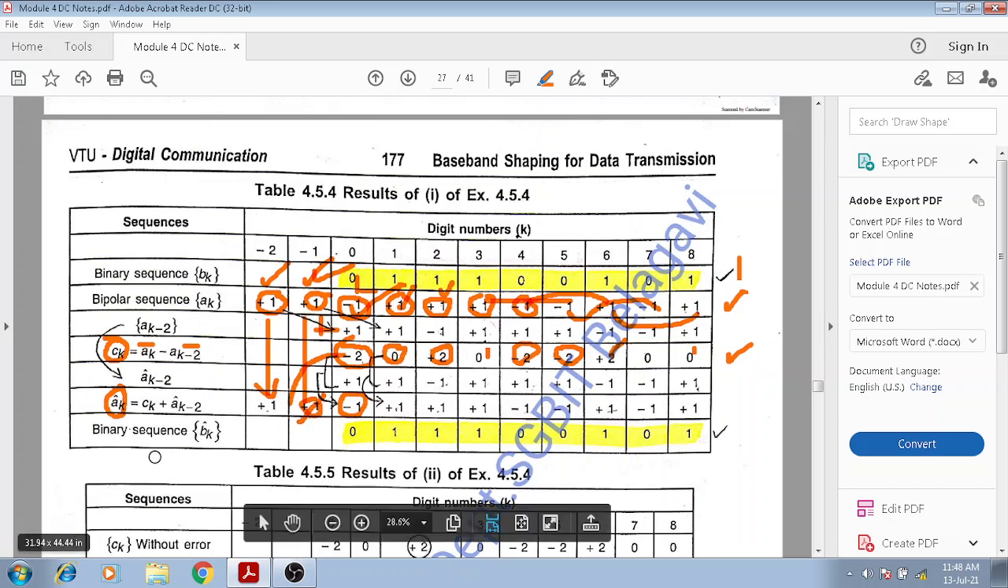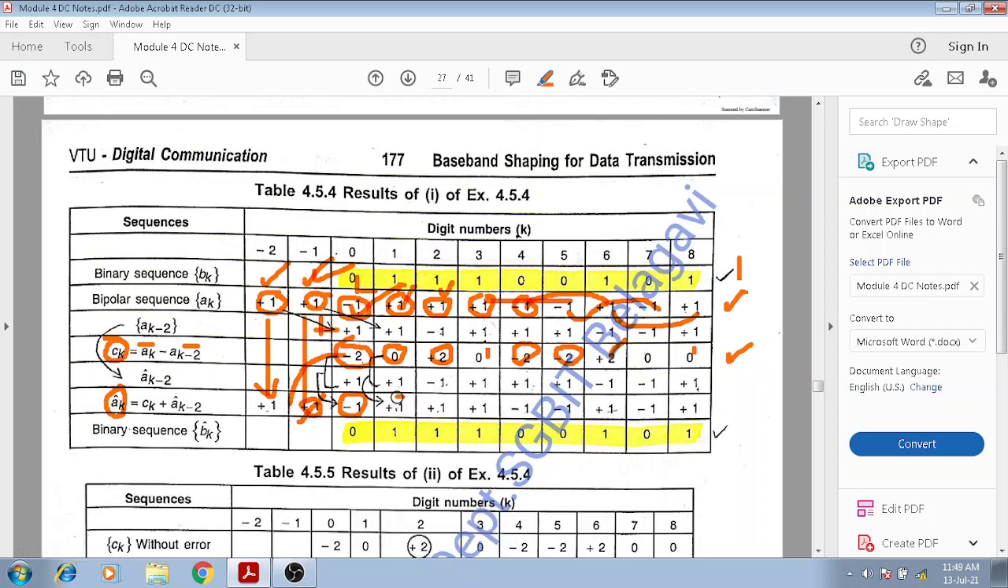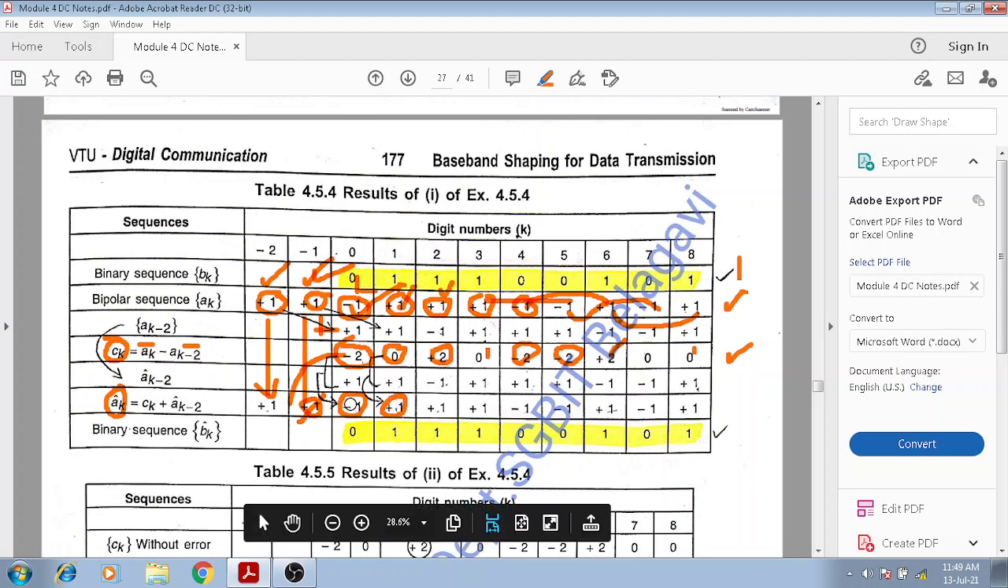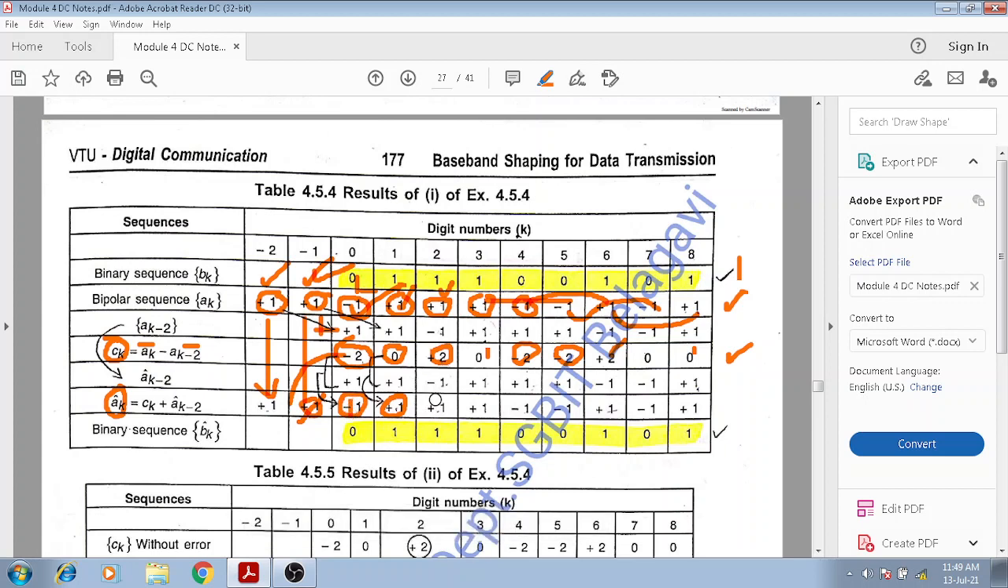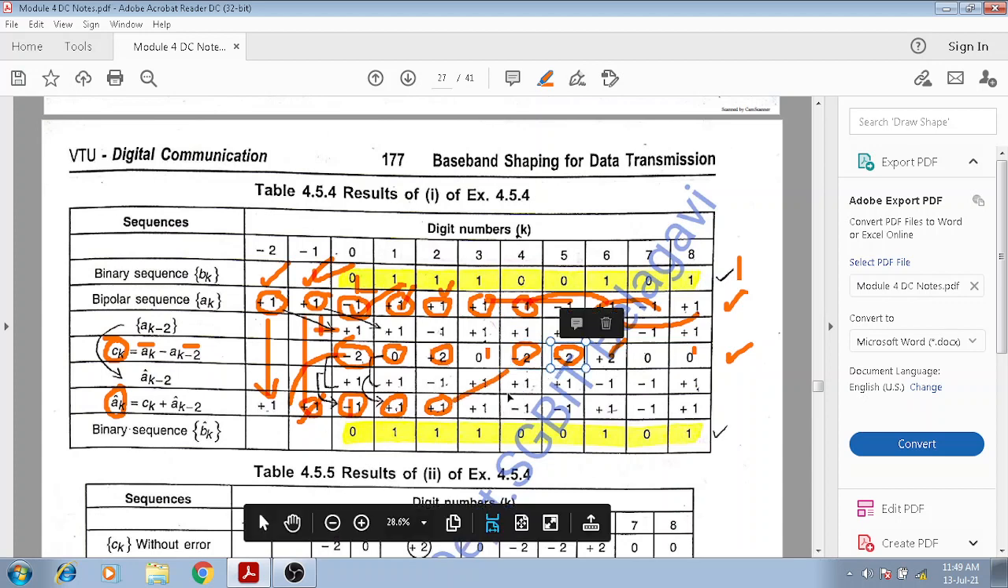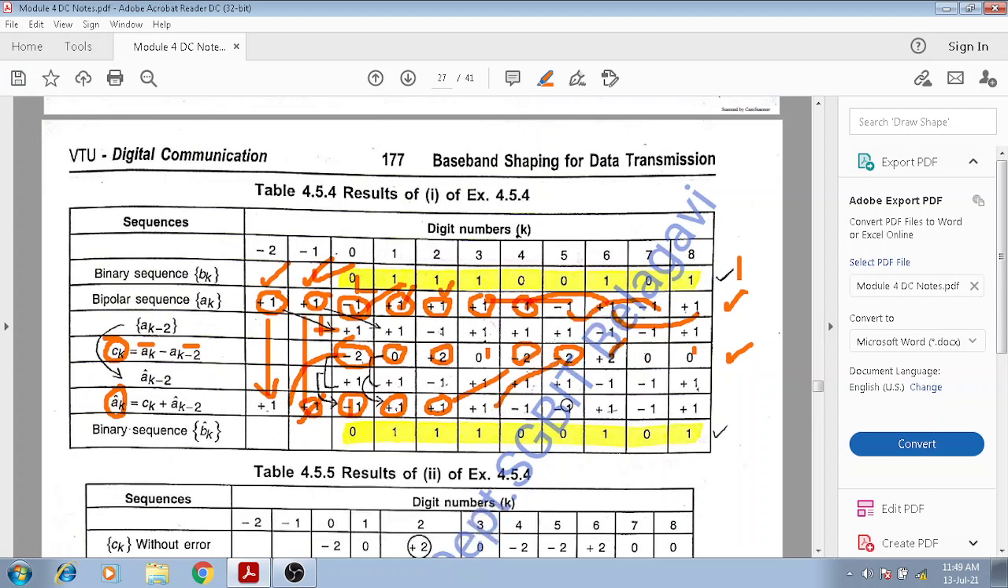This one. 0 plus 1, how much is it? Plus 1. And for this CK plus 2, this minus 1 becomes AK minus 2. 2 plus minus 1 is plus 1. For this 0, this plus 1 becomes AK minus 2. 0 plus 1 is plus 1. And for this minus 2, this one, so minus 1. For this minus 2, plus 1. Minus 2 plus 1 is minus 1.